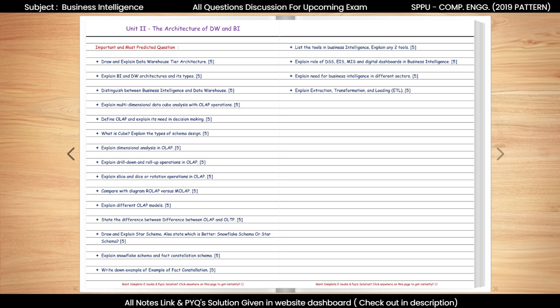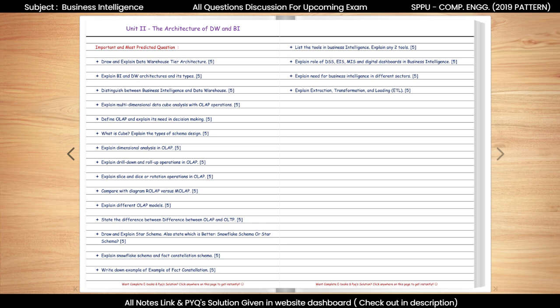Now, let us move on to our next important topic, OLAP versus OLTP. From this topic, we can expect questions such as, state the difference between OLAP and OLTP. OLTP focuses on daily transactions and fast updates, while OLAP focuses on analysis and reporting using historical data. OLTP supports operations, and OLAP supports decisions.